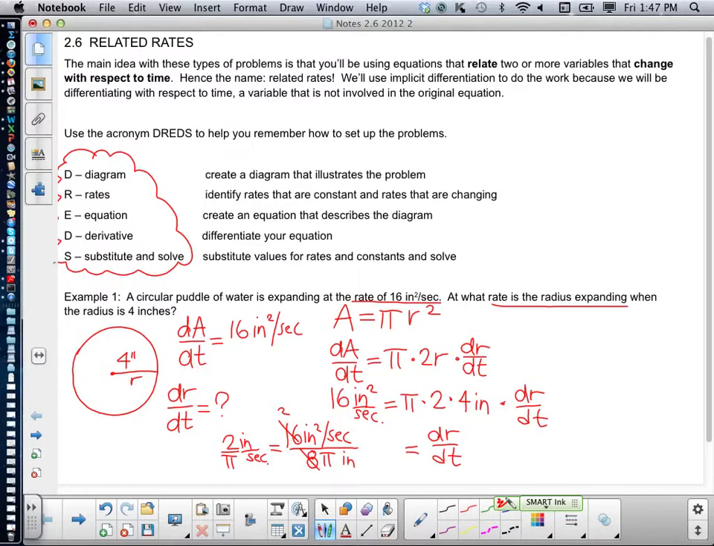And we could calculate that, we could figure that out. Maybe I'll do that real quick. Let's take 2 and divide by pi. So I'm getting about 0.637 inches per second. That's it. That's the rate.